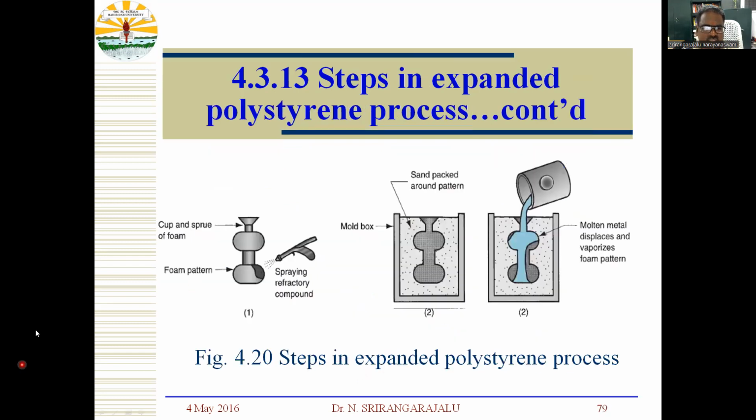So these are the cup and sprue of the foam, the foam pattern, and spraying the refractory compound. The mold is placed here. Then they are able to pour the molten metal. Finally, we will get the tumbler-shaped product.